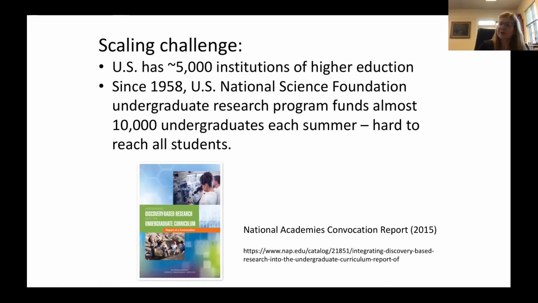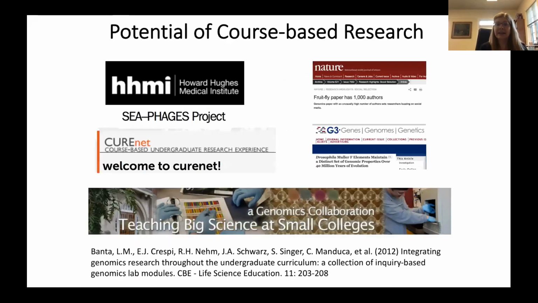So one of the newer models that's emerging is to integrate research into the course experience. This National Academies Convocation Report gives a broad overview of the work that's happening in that arena. And there are all kinds of course-based research projects. Howard Hughes Medical Institute has funded the CFAGE program for introductory biology for a long time. On the right, two papers that have come out of fly-based genetics consortiums. Some have over 1,000 students authoring a paper in Nature. I mean, it's pretty exciting to see what students are collectively doing.